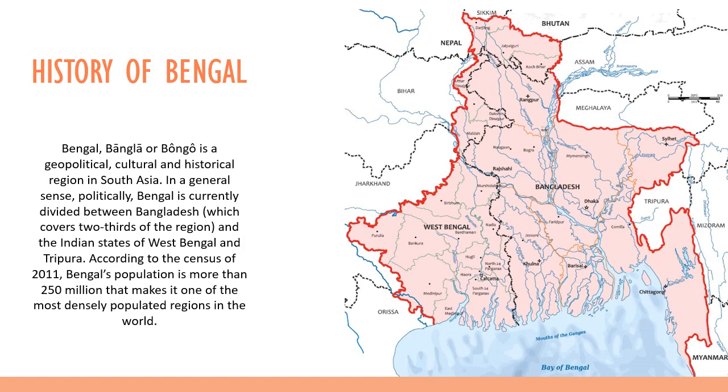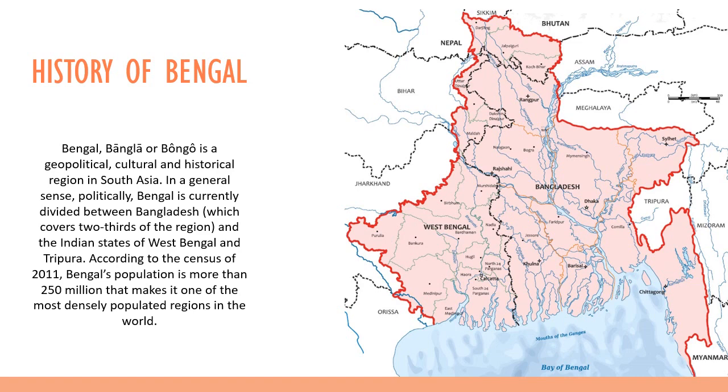Bengal, Bangla or Bongo is a geographical, cultural and historical region in South Asia. In a general sense, politically, Bengal is currently divided between Bangladesh and the Indian states of West Bengal and Tripura. According to the census of 2011, Bengal's population is more than 250 million. That makes it one of the most densely populated regions in the world. Interestingly, the people of West Bengal, or Paschim Bongo, use Bongo to mark this land, whereas in Bangladesh we call it Bangla. We have very limited knowledge of ancient Bengal.